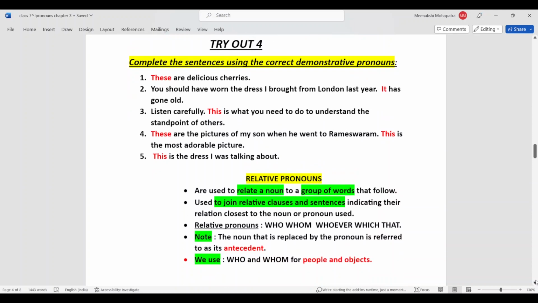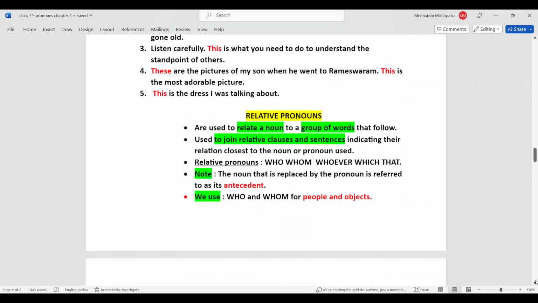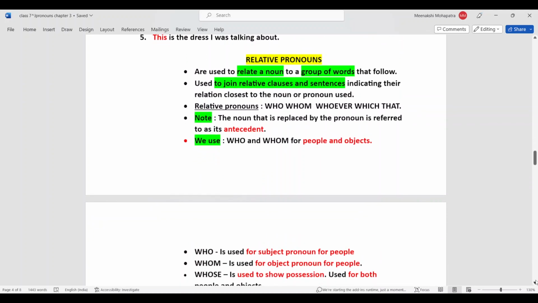Next, we come to relative pronouns. They are used to relate a noun to a group of words that follow. They are used to join relative clauses and sentences indicating the relation closest to the noun or pronoun used. Relative pronouns are who, whom, whoever, which, that. One thing to note, children, is that the noun that is replaced by the pronoun is referred to as its antecedent.